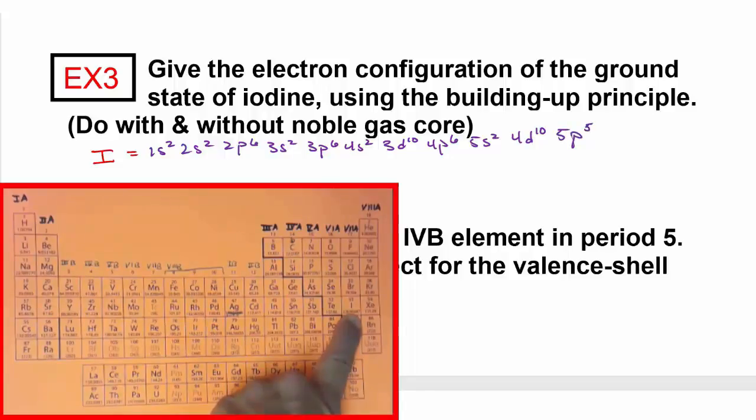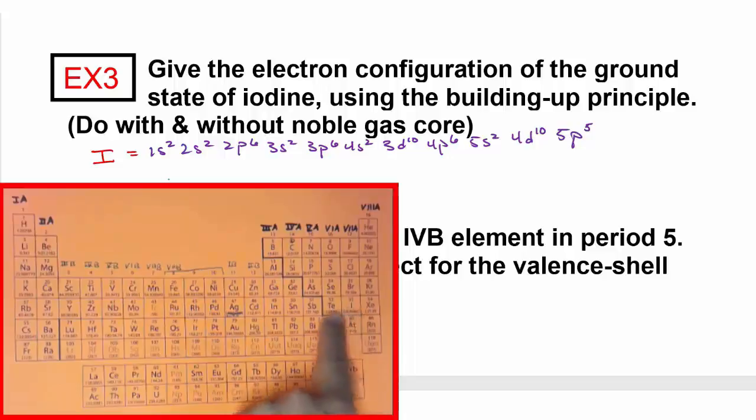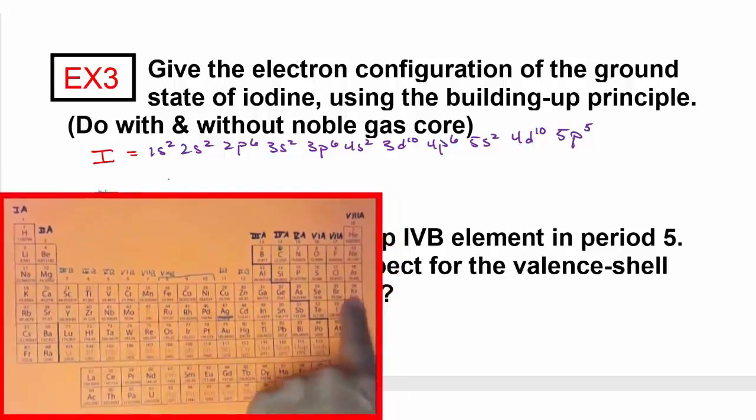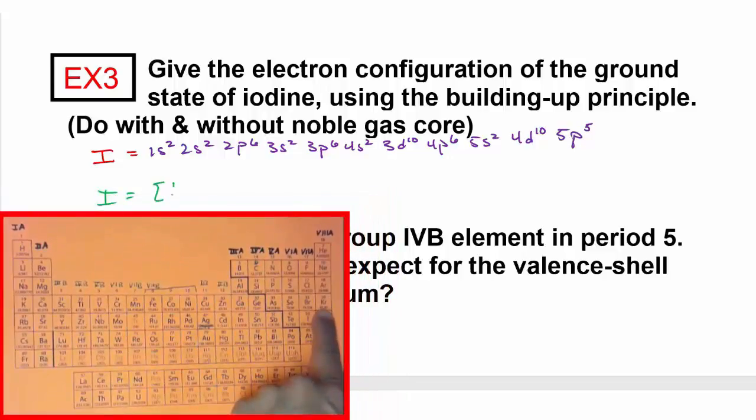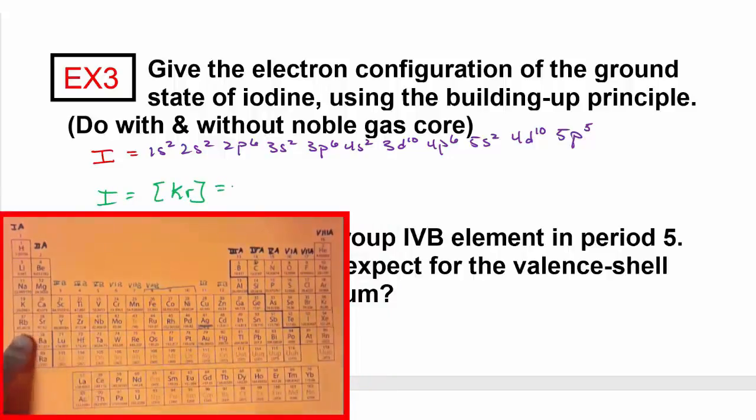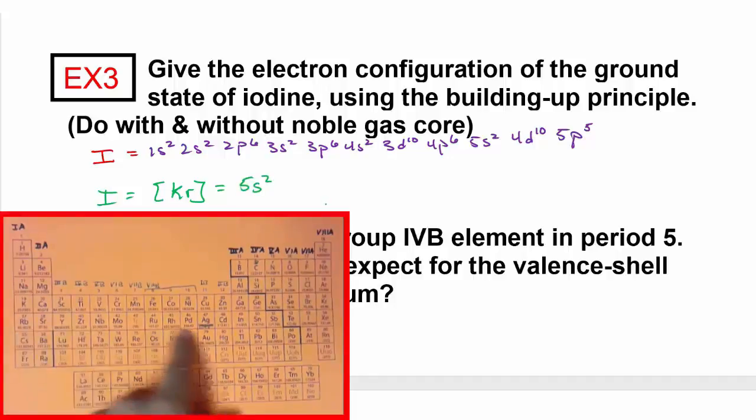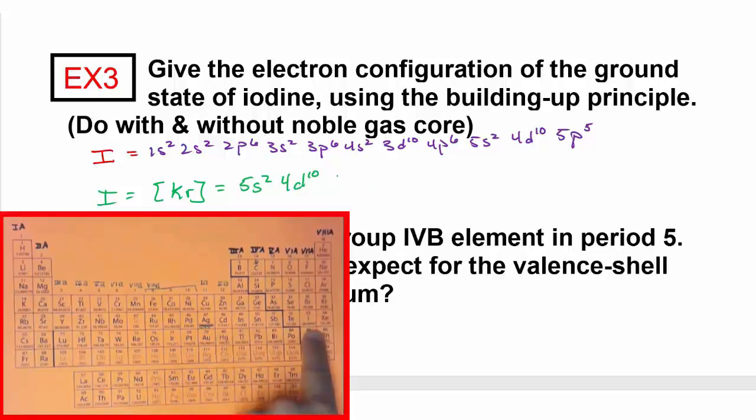So using noble gas core notation, find the nearest noble gas. Go back, krypton. Do the same thing, just start at krypton. So I will start down here. It's 5s2, 4d10, 5p5.